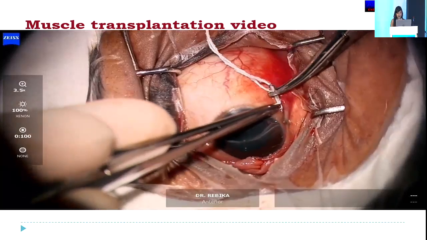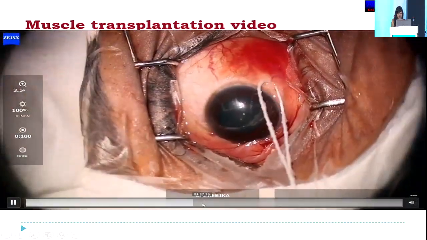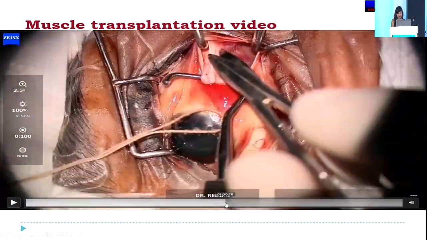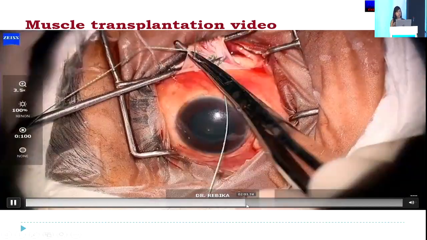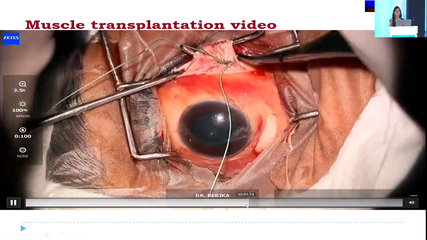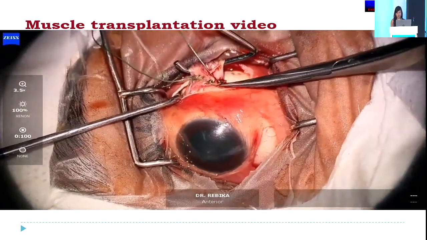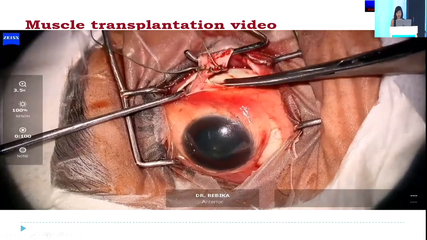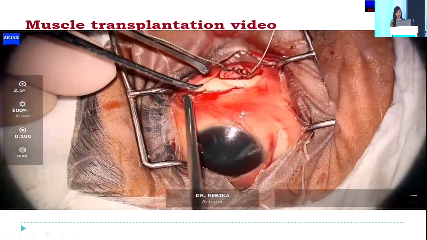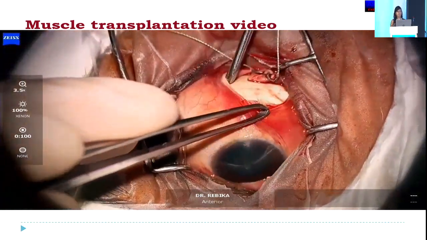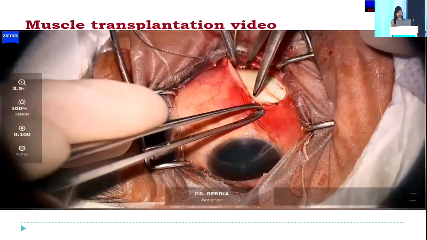And now going to the other side. Here we are exposing the LR. You need to nicely dissect it out. Again, you pass the sutures at the insertion just like you would do for recession. But remember, here we use a non-absorbable suture. So after you have disinserted the muscle, we take the mark. In this case, it was planned to be at 9 mm. So we place the scleral marks at 9 mm.